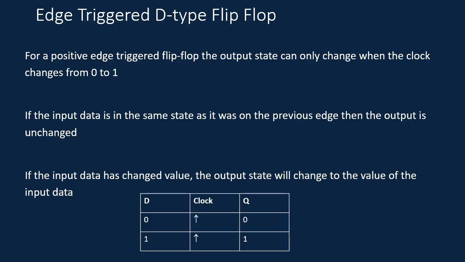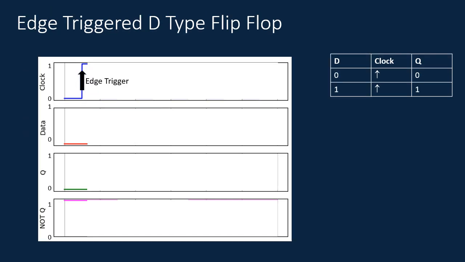If the input data is in the same state as it was on the previous edge, then the output will remain unchanged. If the input data has changed value, then at this point the output state will change value to the input data. Let's have a look at an example of this now.